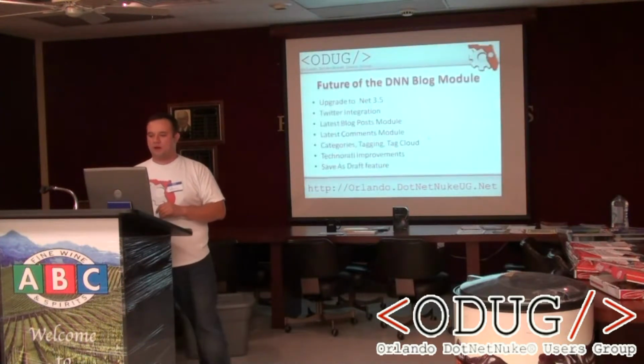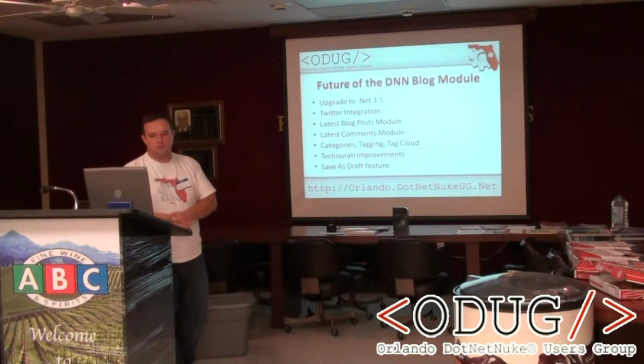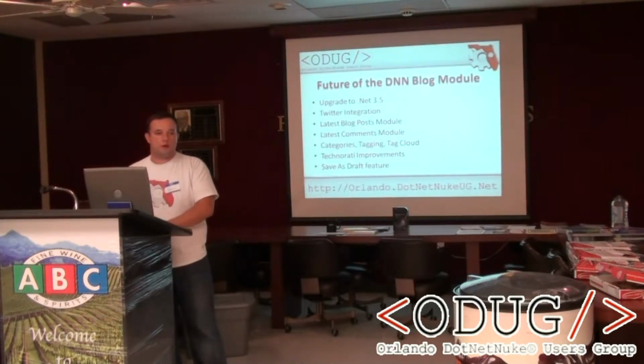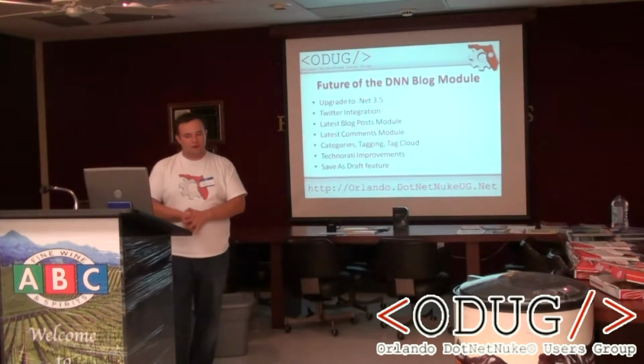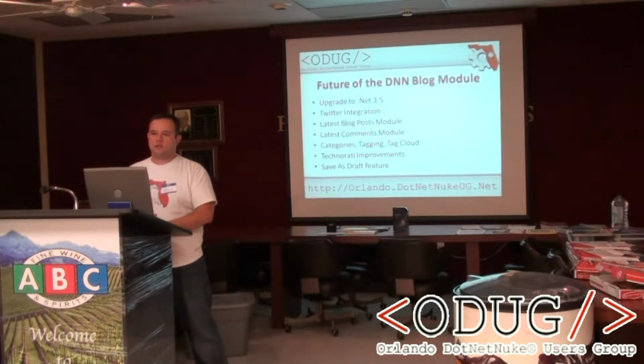Alright, so that's the overview of the blog module. The future in the DNN blog module: the next version is 3.5.2. They're upgrading the blog module to use .NET Framework 3.5, which is awesome. It's about time. They've wanted to do that for a long time, but things have prevented them from doing that. It's going to have Twitter integration already in there.